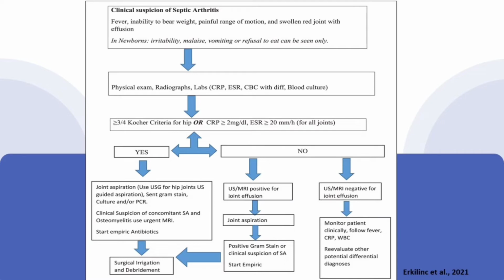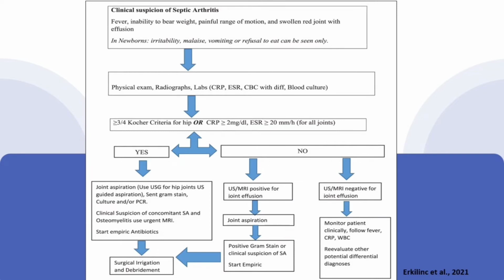Next is to do physical exam, radiographs, order labs like CRP, ESR, CBC with DIF, and blood cultures. Next is to use the Kocher's criteria to assess the probability of septic arthritis and must have a score of more than 2 or equal to 3 or 4 for hip, or a CRP more than or equal to 2 mg per deciliter, or an ESR of more than or equal to 20 mm per hour for all joints.